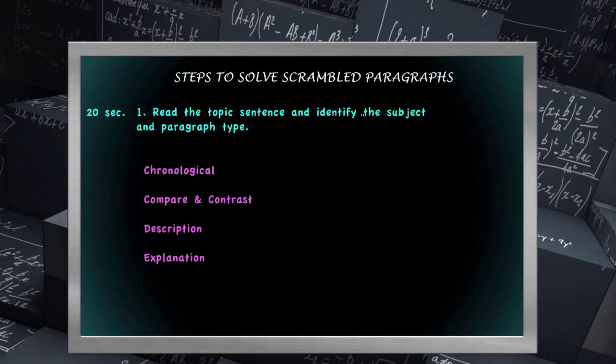Step 1, read the topic sentence and identify the subject. That is, who or what is this paragraph going to be about? And secondly, identify in a few seconds the paragraph type. Is the paragraph chronological, a compare and contrast paragraph, description, or explanation? Your next question might be, what does knowing really do to help? Each gives clues as to the logical structure and ordering of the paragraph.